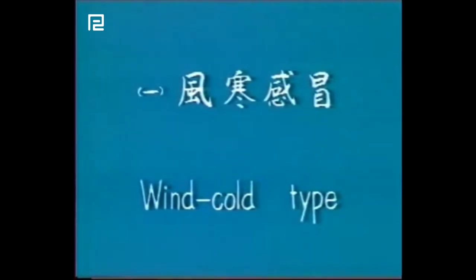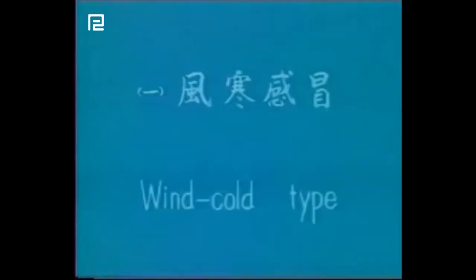One, wind cold type. The wind cold type is always accompanied by headaches, chilliness, runny nose, and cough. The pulse is wiry and tense, and the tongue has a white and thin coating.